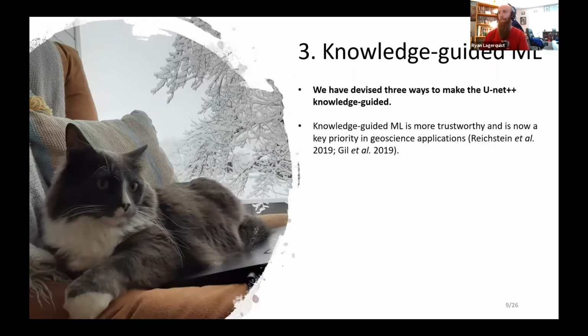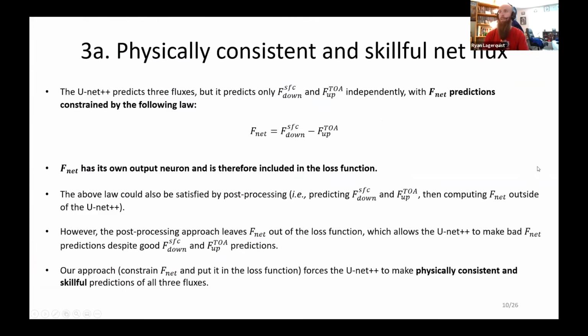So I'm going to talk about knowledge-guided machine learning before I show you some results. We've come up with 3 ways to make the UNet++ knowledge-guided. Knowledge-guided machine learning is more trustworthy and has been identified as a key priority in applications to geoscience by a couple of recent position papers.